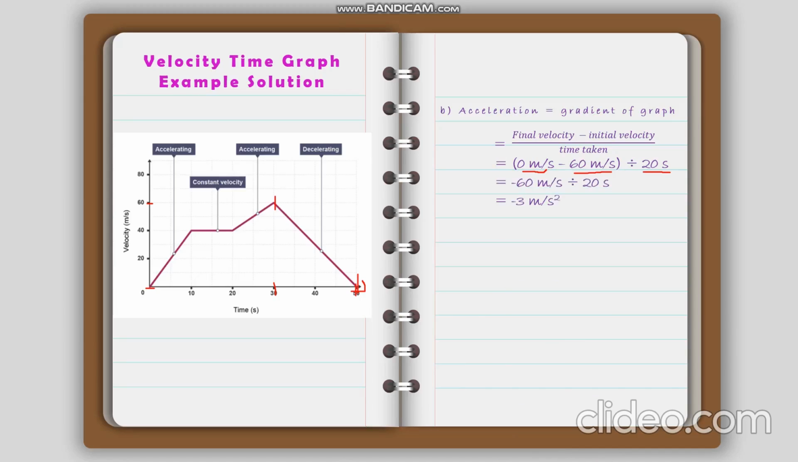So the answer is negative, and from this we can conclude that the velocity of the object is decreasing per unit of time, and this is what we call deceleration or retardation. So you might choose to write the answer as the car has an acceleration of negative 3 meters per second squared, or the car has a retardation of 3 meters per second squared, or someone may choose to write it as the car has a deceleration of 3 meters per second squared.